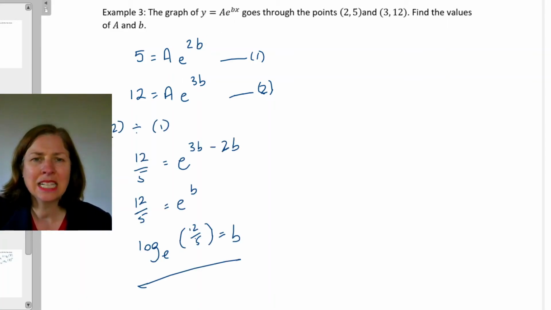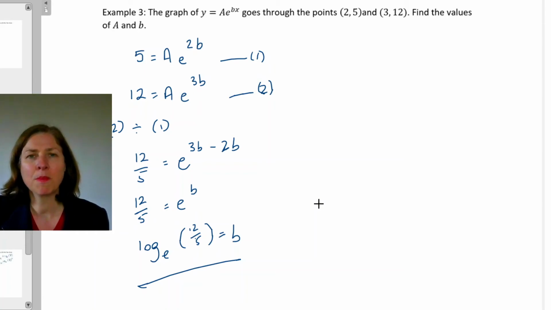So in fact, my next step is this. I'm going to go equation 2 divided by equation 1. And that will give me 12 divided by 5 on the left-hand side. The a's will cancel on the right-hand side. And then because these are both to base e, to the power of 3b divided by e to the power of 2b will give me e to the power of 3b minus 2b. When we divide, we subtract the powers. Simplify that, I get 12 fifths equals e to the power of b. b is log base e of 12 fifths. All right, so far so good.